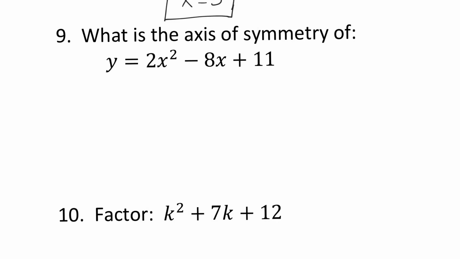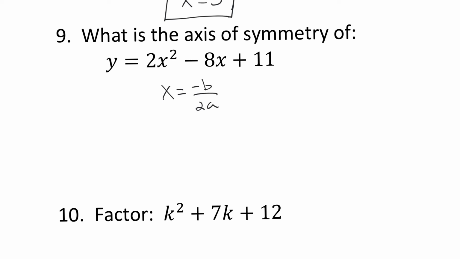Number 9, what is the axis of symmetry? They're asking the same question. We do have a quadratic function. We have a y instead of f of x, but they're the same thing. But we know it's a quadratic because the highest exponent is 2. So we do have a formula to find the axis of symmetry. X equals negative b over 2a.